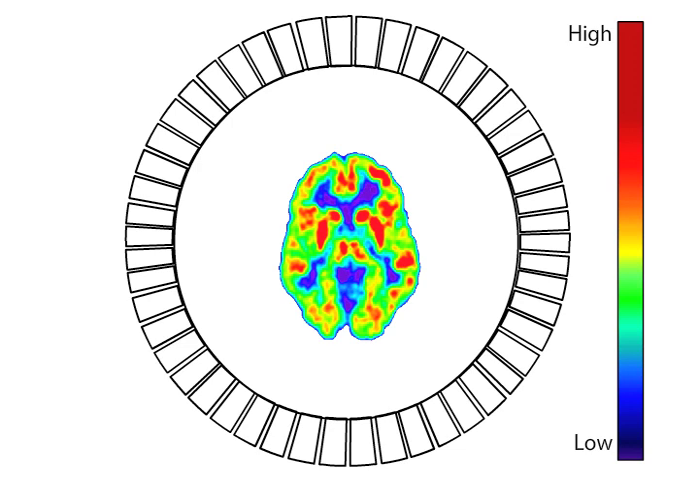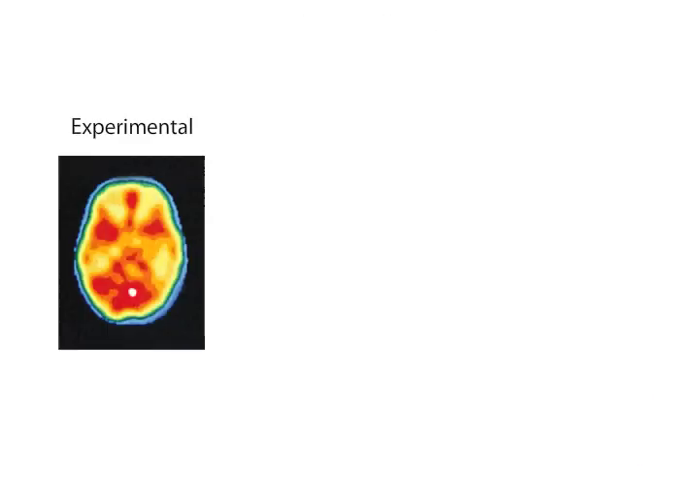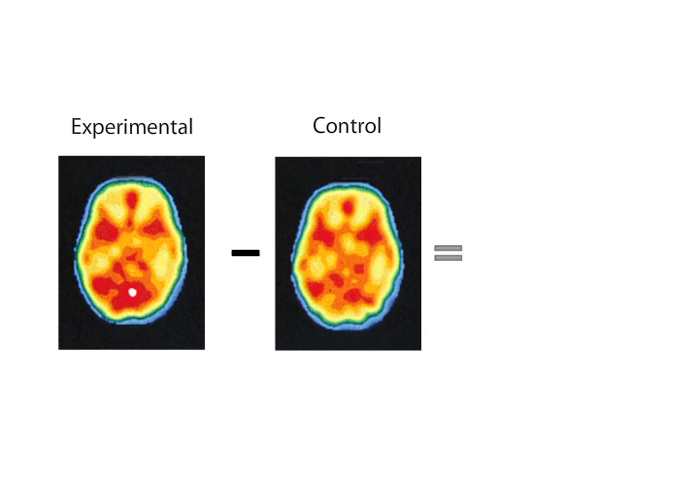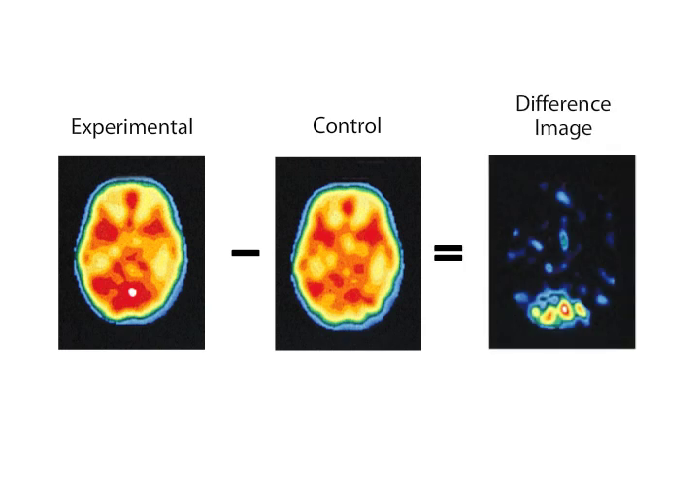PET provides a useful tool for isolating specific brain activity. By acquiring scans under both experimental and control conditions, the difference in brain activity in the scans can be computed and represented as a color-coded difference image that shows the regions of the brain that were more active during the experimental condition.